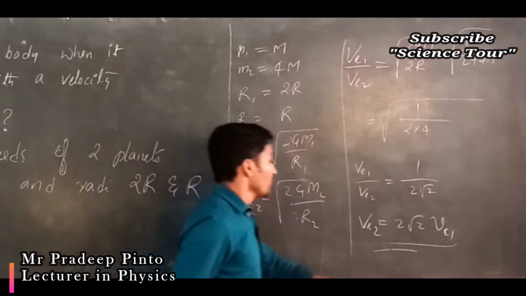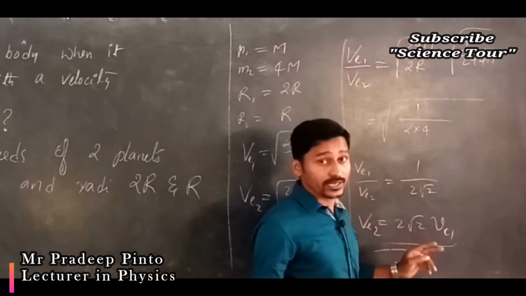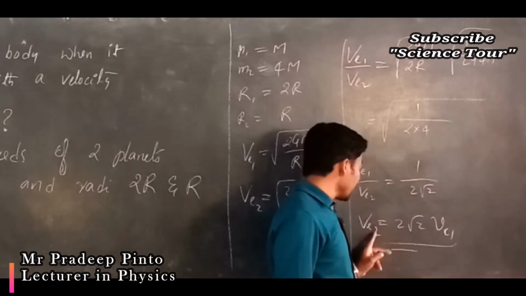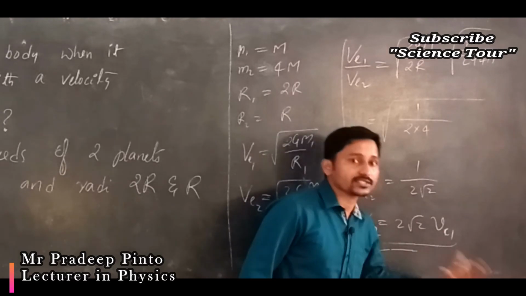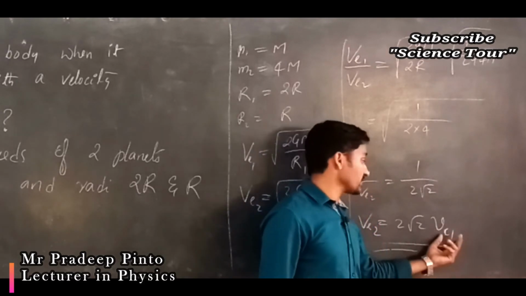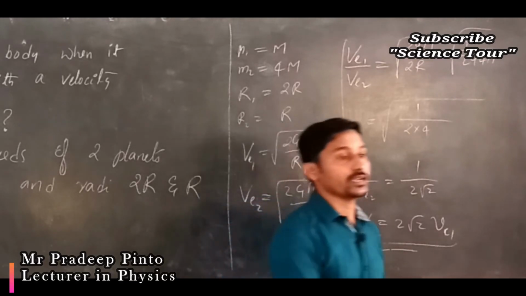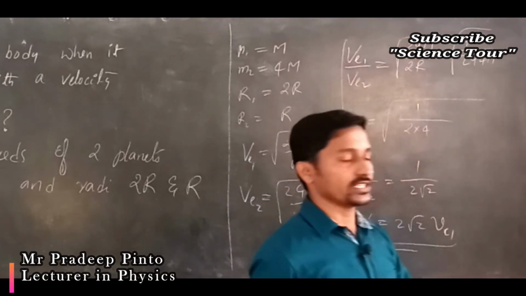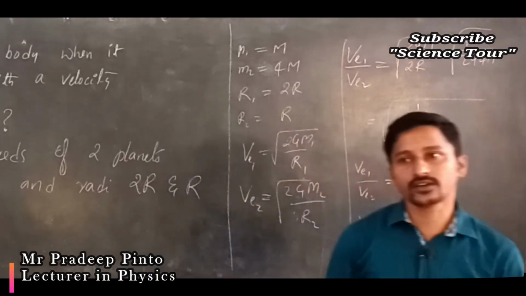VE2 is a factor 2 root 2 greater than VE1. VE1 has to become equal to VE2. When will it become equal to VE2? Only when you multiply it with the factor 2 root 2, then only that first velocity becomes equal to V2. Otherwise it won't become equal, right? So that is what the case is. Okay, so this is the problem.